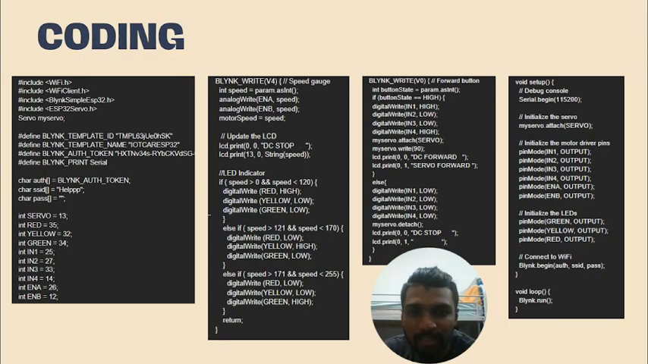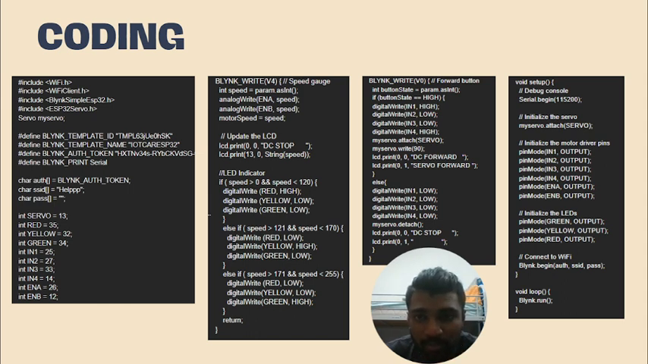Alright, the coding starts with libraries: include WiFi.h, then Blynk Simple for Blynk, and then ESP32Servo for the servo motor. It's all initialized, and then define BLYNK is for using the Blynk app.